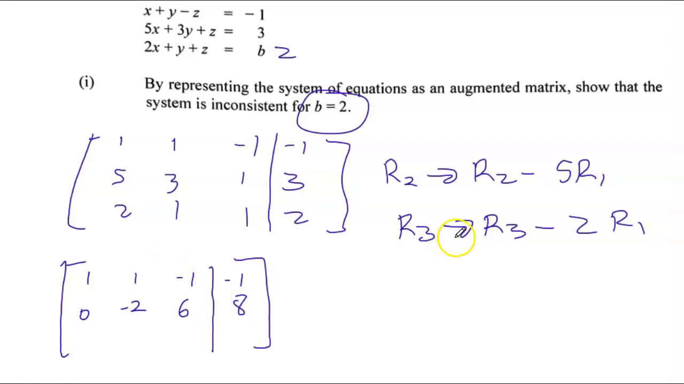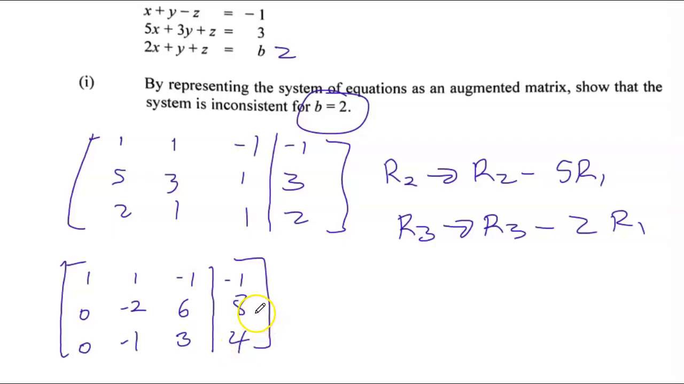Let's do row 3 now. Row 3 is now row 3 minus 2 times row 1. So it's 2 minus 2 times 1, that's 0. It's 1 minus 2 times 1, that's negative 1. That's 1 minus 2 times negative 1, that's positive 3. And then it's 2 minus 2 times negative 1, and that's 4.